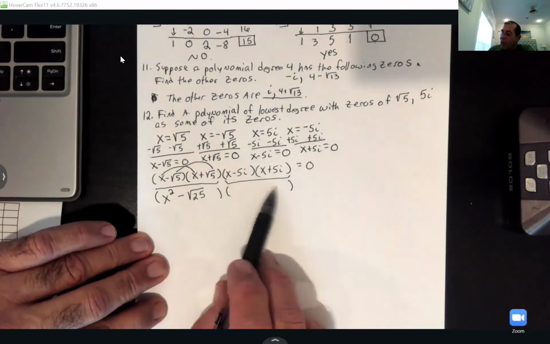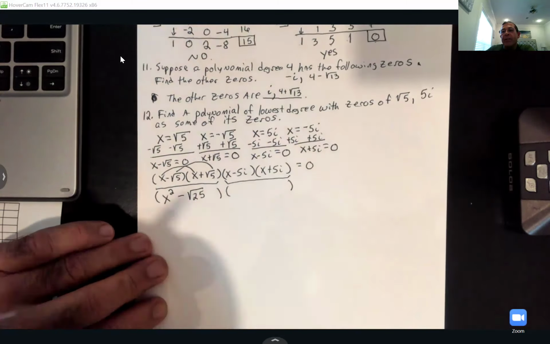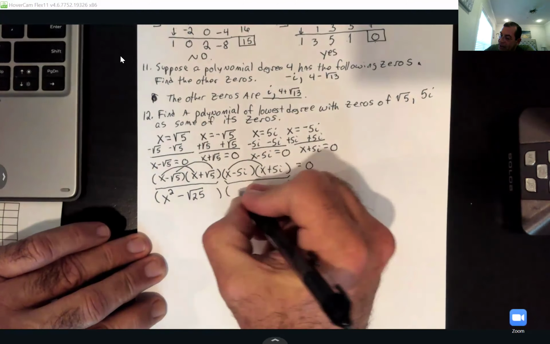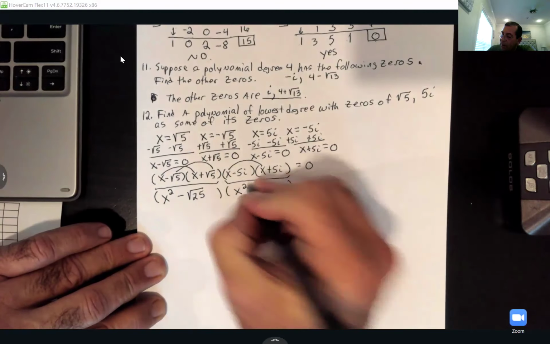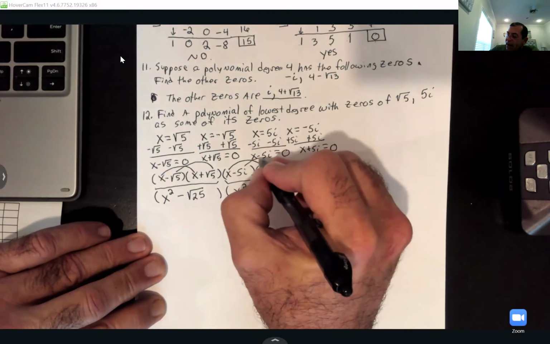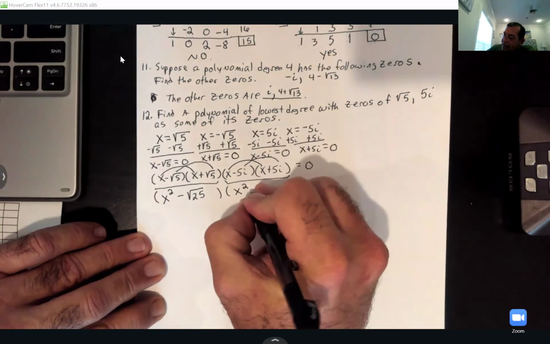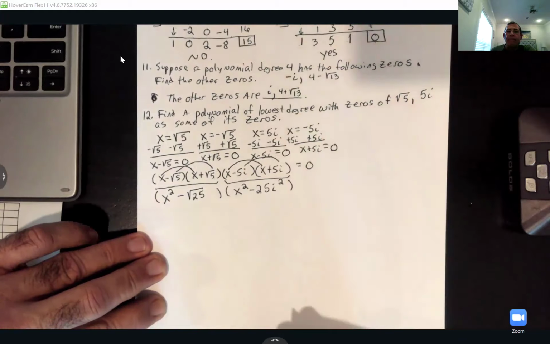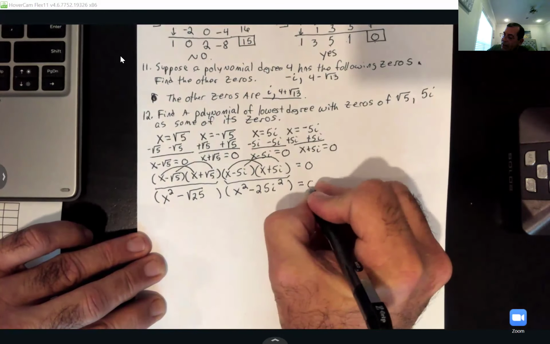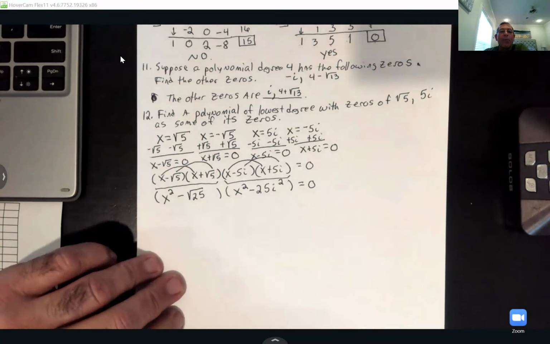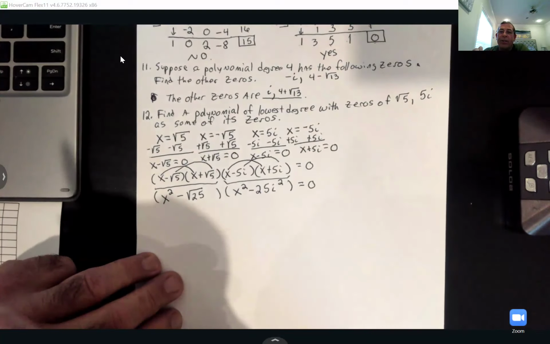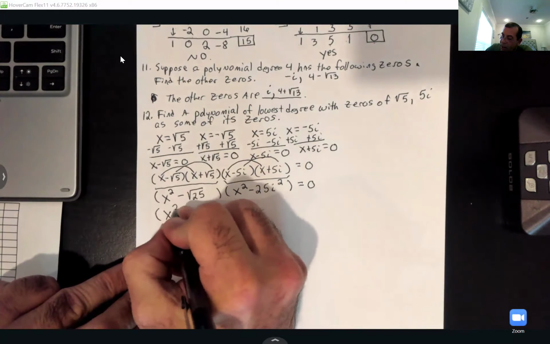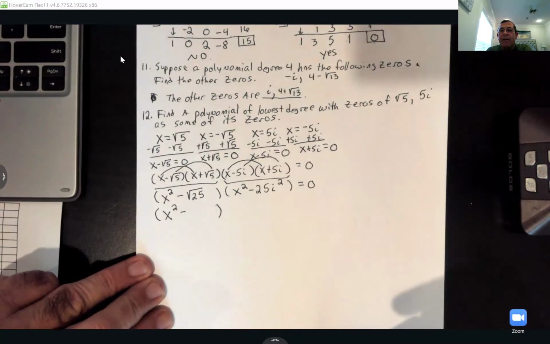Now let's start foiling this one. Conjugate pairs, so we're going to shortcut this. X times x is x squared. This negative 5i times 5i is a negative 25i squared. So that's technically still equal to 0. Well, two things I want to ask y'all. First of all, this is going to be x squared, square root of 25.